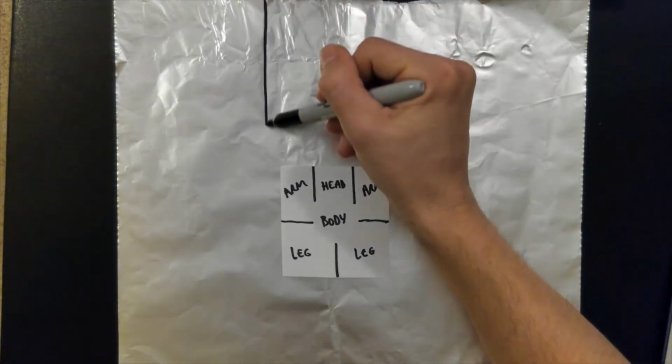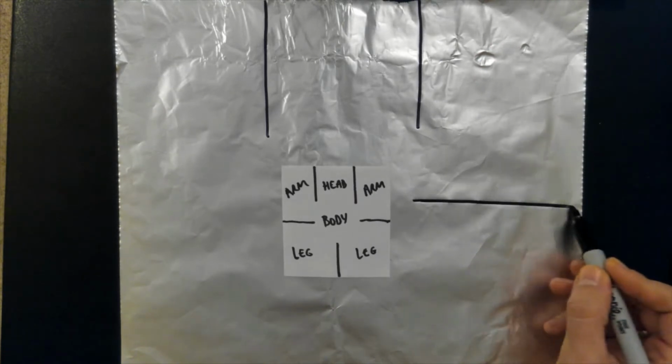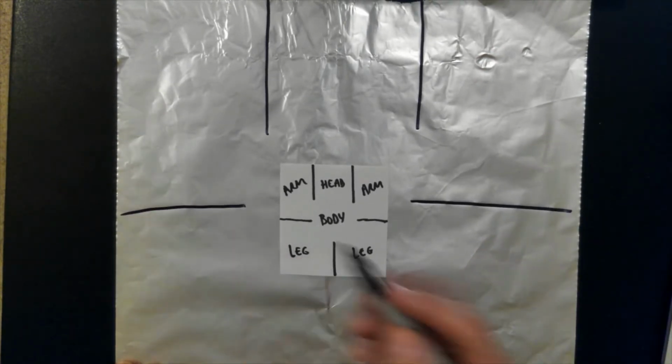So I've got a square of aluminum foil here. It's about 12 inches by 12 inches. It's not a perfect square, but it's pretty close. And so now I'm going to recreate what I drew on this little piece of paper on my foil. So I need two lines up here, one line on the side, one on this side, and one on the bottom.